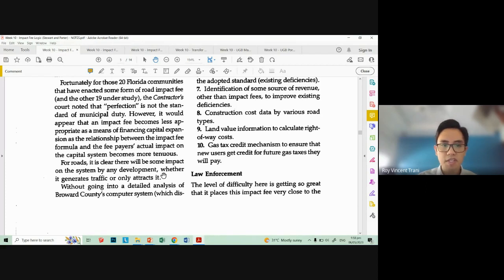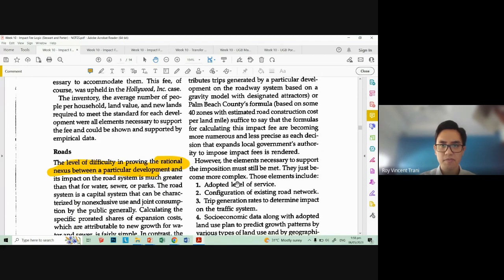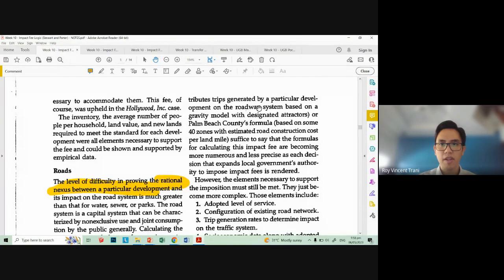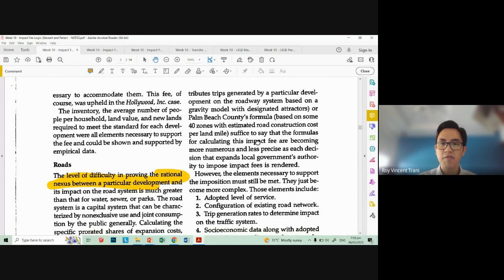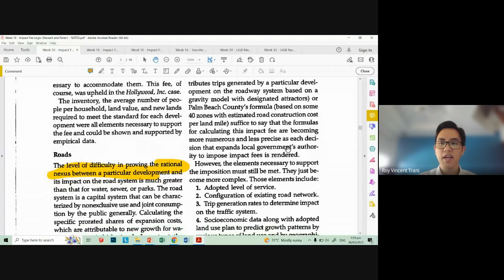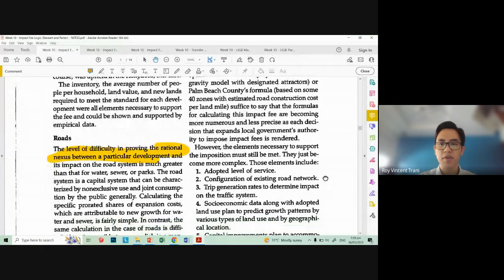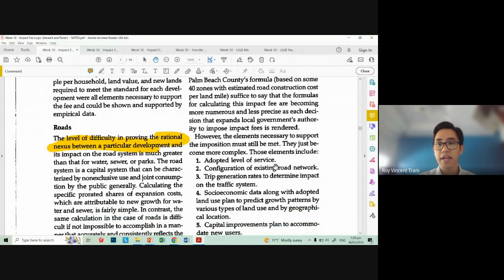So for roads, it is clear that there will be some impact on the system by any development, whether it generates traffic or only attracts it. So without going into a detailed analysis of Broward County's formula, or Palm Beach County's formula, suffice to say that the formulas for calculating this impact fee are becoming more numerous and less precise as each decision that expands local government authority to impose impact fees is rendered. So basically, we'll just skip to the next part.